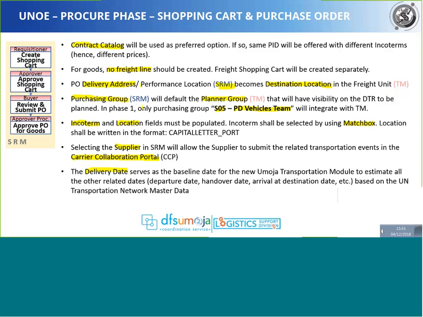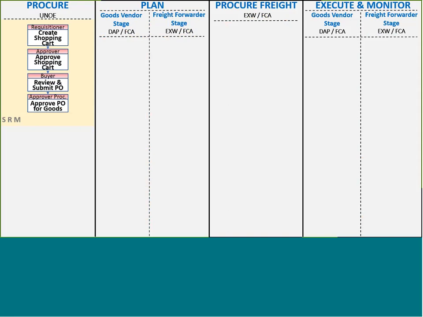Okay. All right. So let's go back to our end-to-end poster. After we have our PO approved in SRM, the system, as we currently have in Umoja, will automatically create the inbound deliveries. We have the option in the inbound delivery, right? The inbound coordinator will have the option to perform packing in the inbound delivery document.